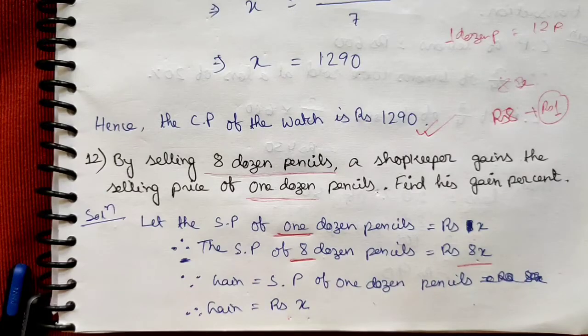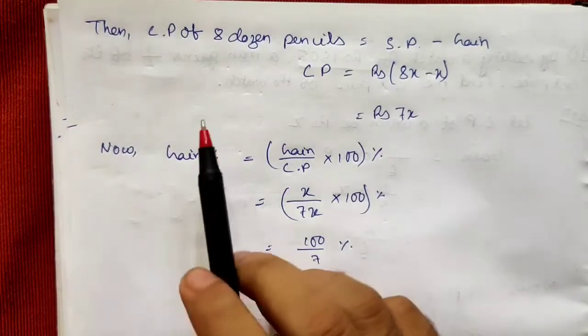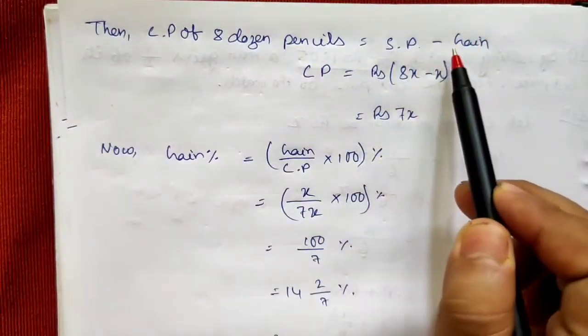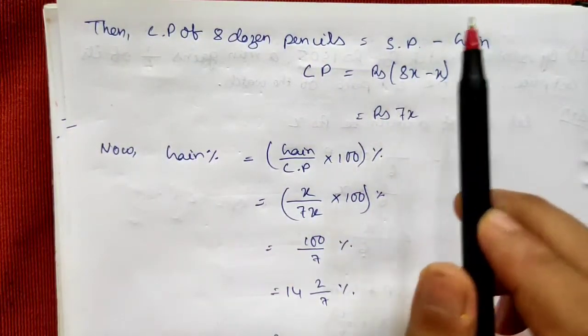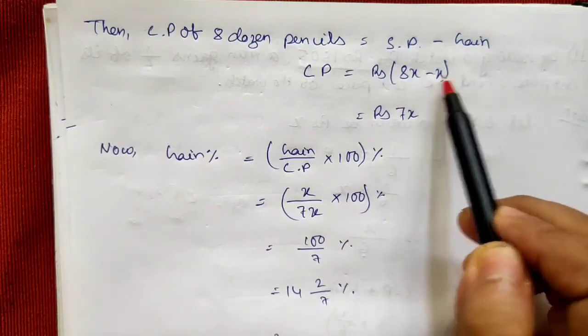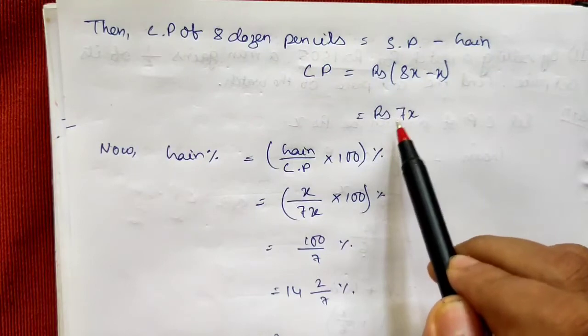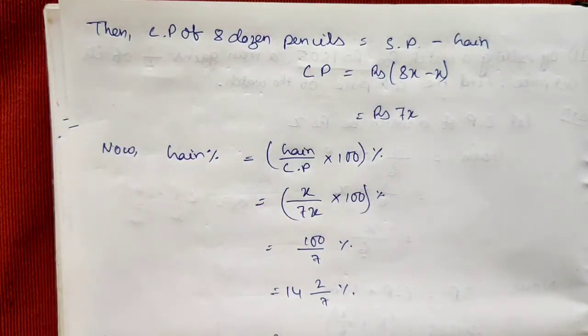So then CP of the 8 dozen pencils will be what? CP is what? Selling price minus gain, isn't it? So selling price is what? 8x, and gain is what? Rupees x, isn't it? So CP will be 8x minus x, which is 7x.